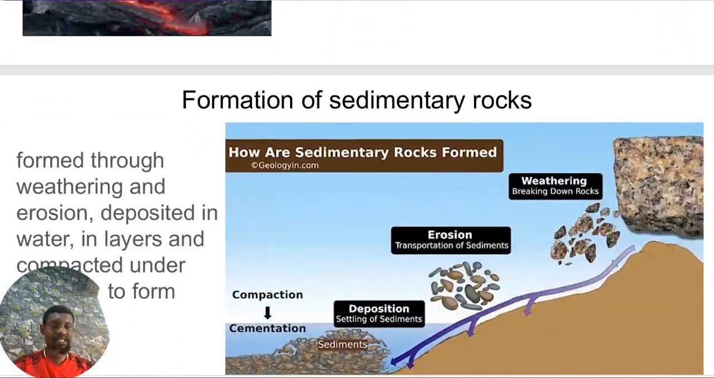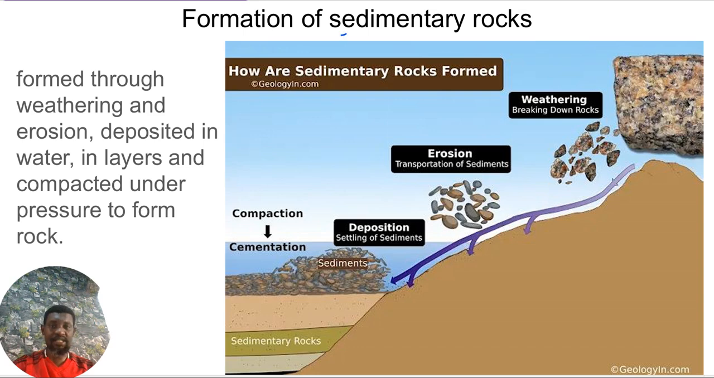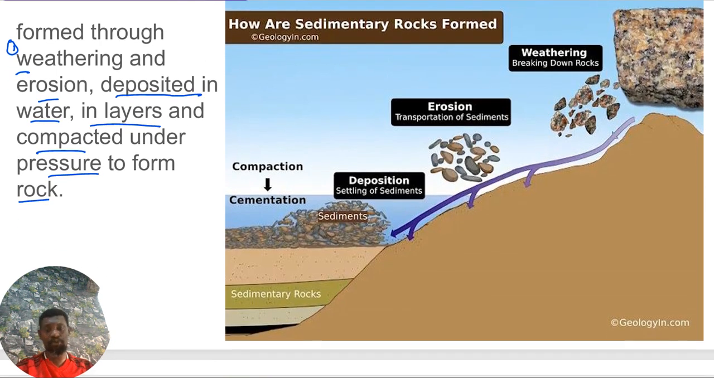Now, next is the formation of sedimentary rocks. Sedimentary rocks are formed through weathering, which is the first process, then erosion and transportation of sediment that have been weathered. Then this sediment will be deposited in water, and it occurs in layers and becomes compacted and cemented under pressure to form sedimentary rocks. Now, it follows a process, and you should know that.